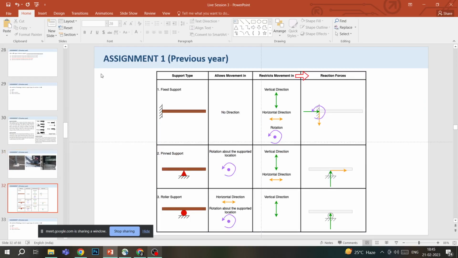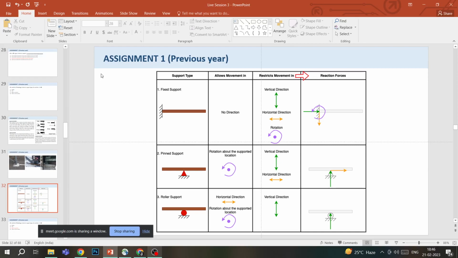So this is a table to help you understand it in detail in a better way. Fixed support, this is how we denote fixed support, and it allows movement in no direction. It restricts movement in vertical direction, horizontal direction, and it also restricts rotation.